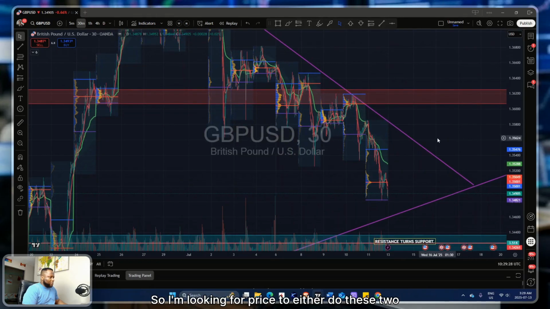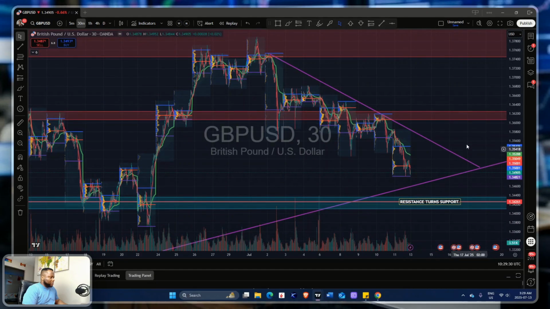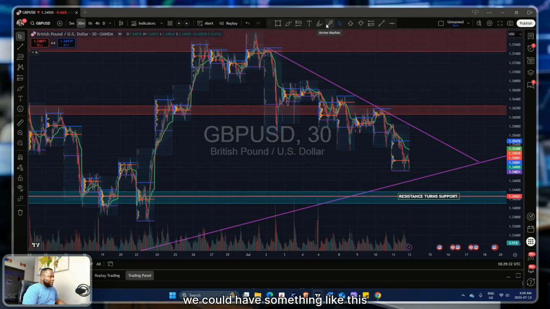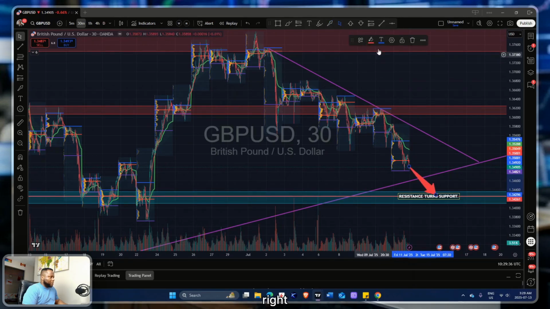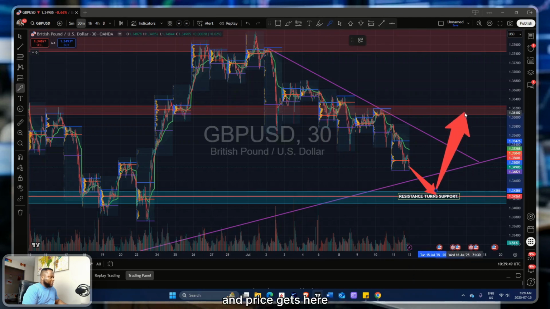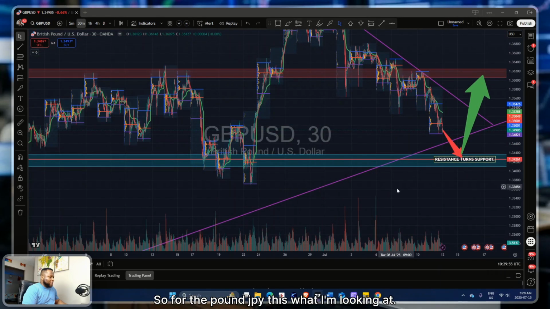So I'm looking for price to do one of these two things. We could have something like this: price comes here, all the way down to 134.26. That should be a sell. And from then on, we could have a little bit of hesitation, and price gets here where I'm interested in entering shorts. So for the pound JPY, this is what I'm looking at.